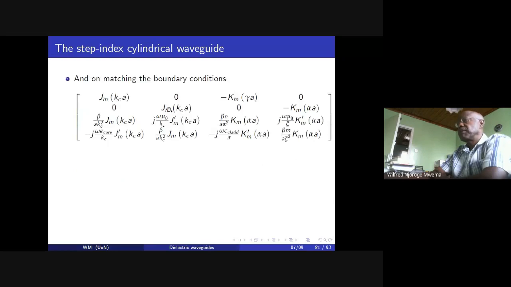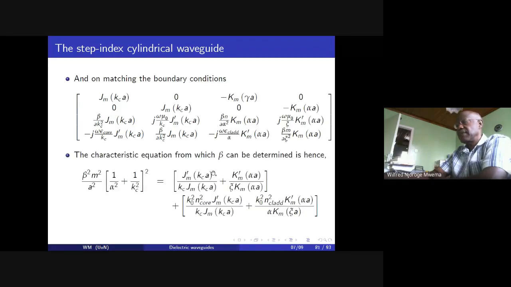And on matching the boundary conditions, we'll get a value of that nature. This must be equal to 0. That is, this determinant must vanish for us to get a value of that nature. I think what is missing is the A1, A2, B1, B2 equal to 0, so to speak, and I will try to correct that in the slides when I finish. So the characteristic equation from which beta can be determined is then going to be given by that value there.